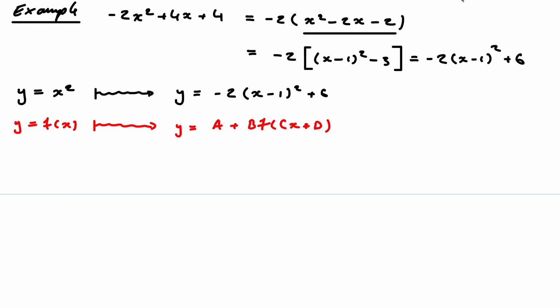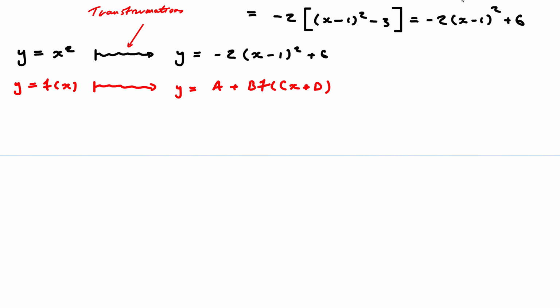Right, so here a would be 6, b would be minus 2, c would be 1, d would be minus 1, and the function f would be x squared. So what we're trying to do is come up with transformations that go from x squared to this. So we're looking for transformations. So how does it work? Well, it's pretty delicate, remember. It all depends on the order you do things in. And there was an order that I gave us which was very safe.